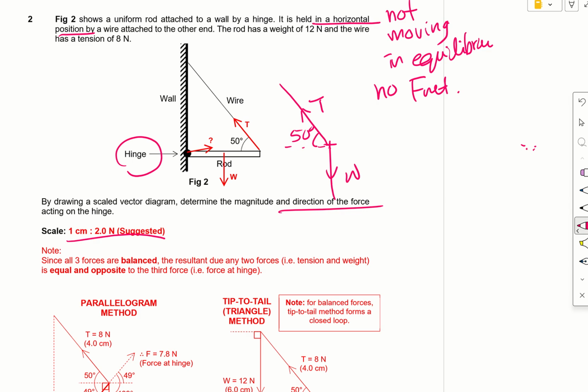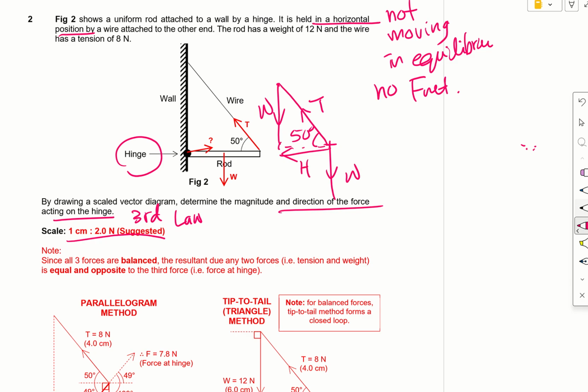So it is acting on the rod. Now T and W, they are actually two forces, and I can draw my W this way, arranging it tip to tail, so I know the direction of the hinge on the rod is going to be in this direction. But they want the direction of the force acting on the hinge. So this is where you need to apply your third law, right? The hinge exerts a force on the rod. Let's say I call this force H.